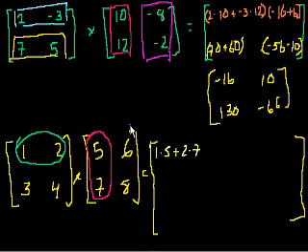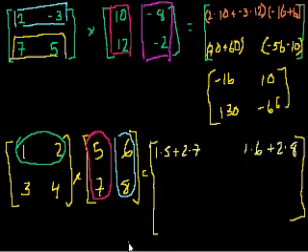And so this term will be this row vector times this column vector. Let me do that in a different color. So it'll be 1 times 6 plus 2 times 8. Let me write that down. So it's 1 times 6 plus 2 times 8.